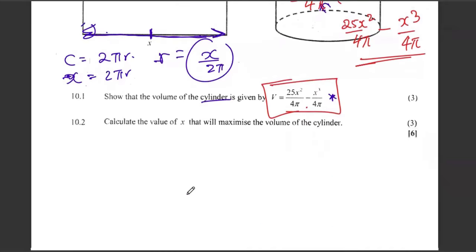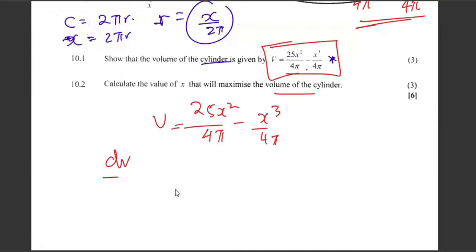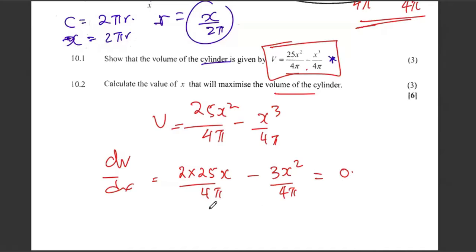All right, then 10.2, calculate the value of x that will maximize the volume. So for this, if we have 25x squared over 4 pi minus x cubed over 4 pi, we need to find dV by dx. So that's going to be 2 times 25x over 4 pi minus 3x squared over 4 pi. This should be equated to 0.